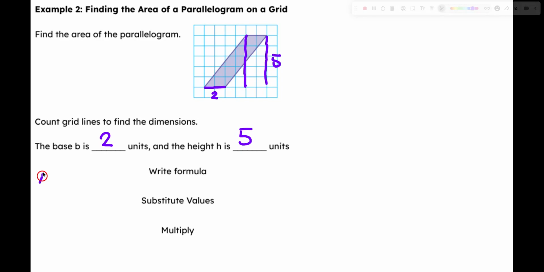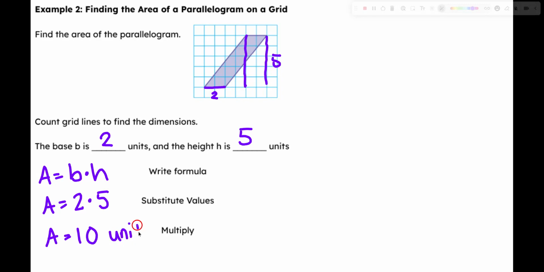So we're going to write the formula, area equals base times height. So the area is equal to 2 times 5, and then we just multiply. So the area is equal to 10 units. We don't know what the units are, but whatever they are, units squared.